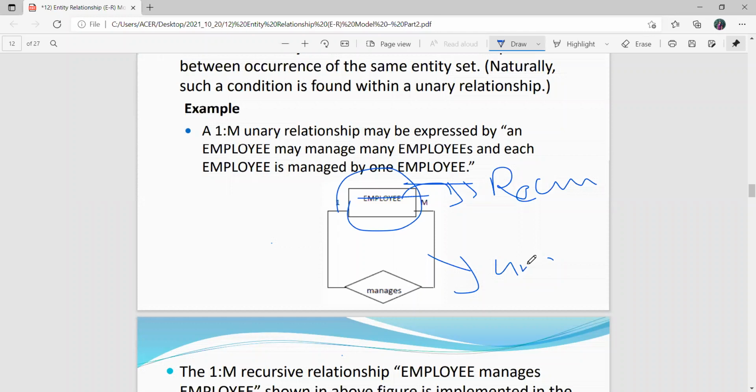Higher-level employees manage lower-level employees. Managers manage the lower-level employees. All these employees, both higher level and lower level, belong to the employee entity. That case is represented in this diagram.